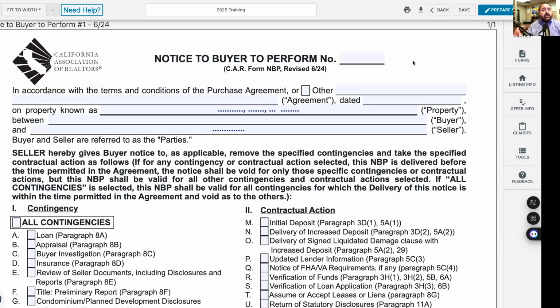So here's the notice to buyer to perform. And obviously you see you can send more than one because it says notice to buyer to perform number, right? So if this is your first one, it would be number 1.